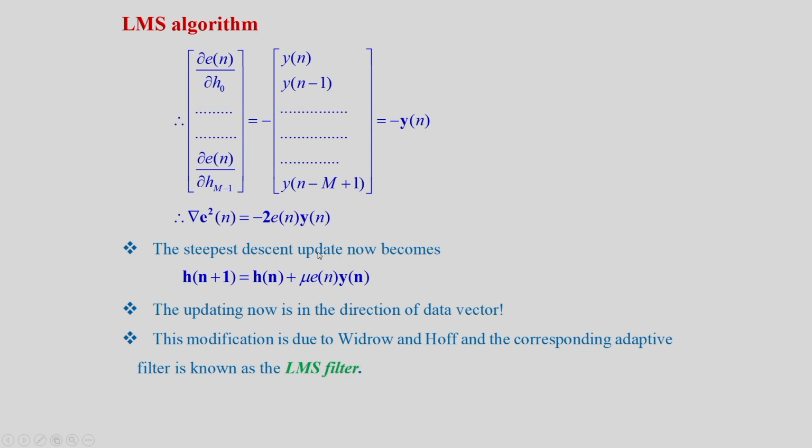This steepest descent update now becomes h sub n plus 1 is equal to h n plus mu times E n into y n. Now, updating is in the direction of y n instead of in the direction of the gradient of the mean square error. So, the updating is in the direction of data vector. This modification is due to Widrow and Hoff as we have told earlier, and the corresponding adaptive filter is known as the LMS filter.